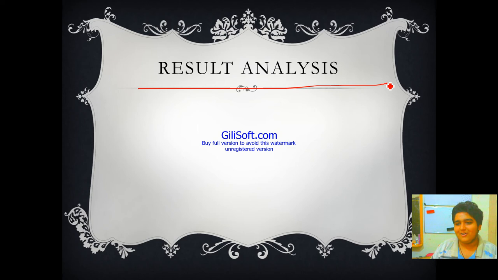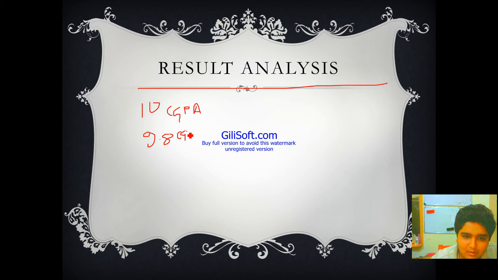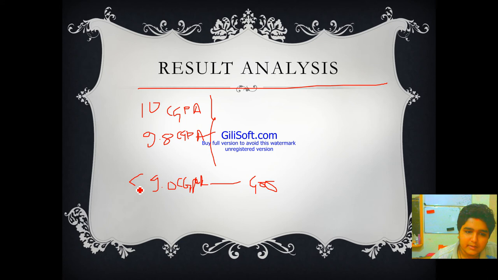And whoever is wondering what CGPA is, you will usually get 10 CGPA for 10th only if you are a good student. If you are getting 9.8, these are all common CGPAs. Usually I see these in my school. But anything above 9 CGPA is a good thing. Anything greater than 9 is good. If you're getting below 9, it's a little not good.